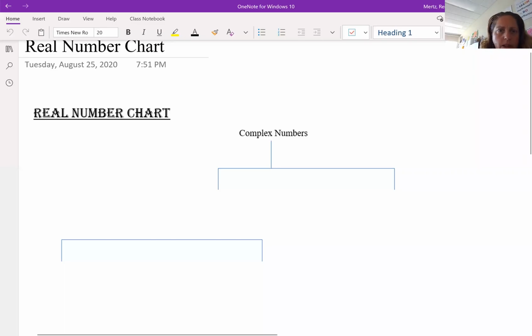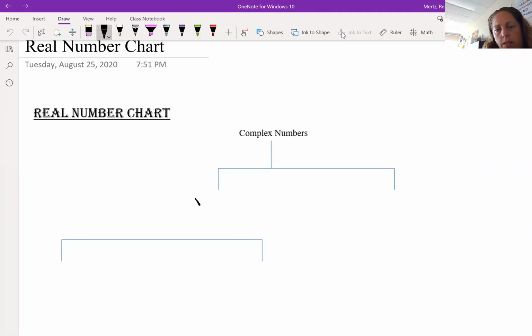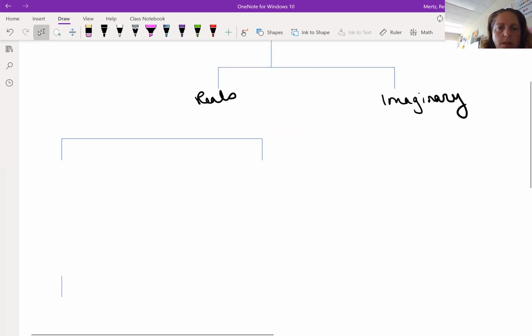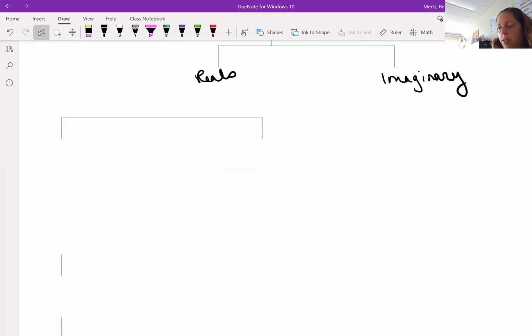Hi guys, today we're going to talk about the real number chart. So when we're talking about real numbers, one side is going to be reals, the other side is going to be imaginary. We're not going to spend time with imaginary numbers this year, but if you continue with College Algebra 2 or further math courses, you will experience imaginary numbers. The real number category breaks down into rational and irrational.